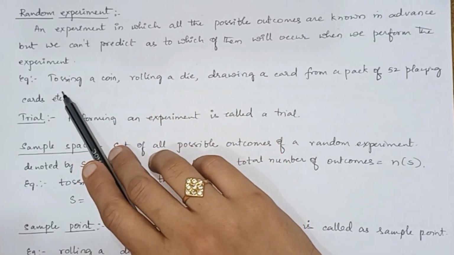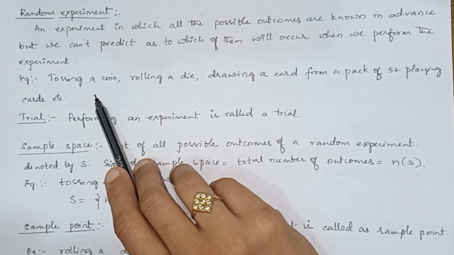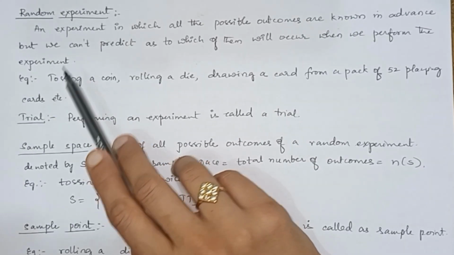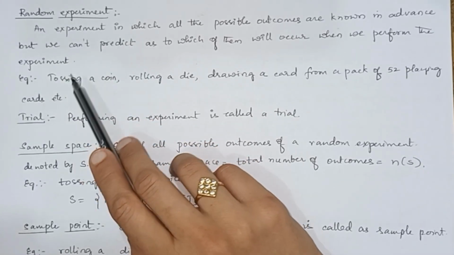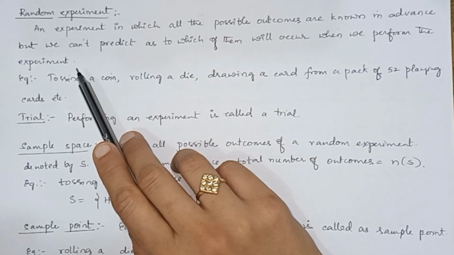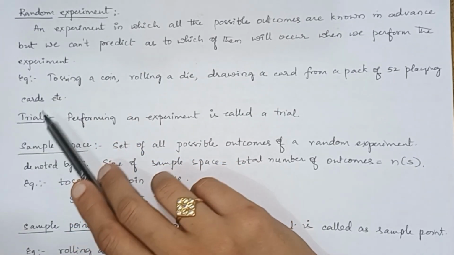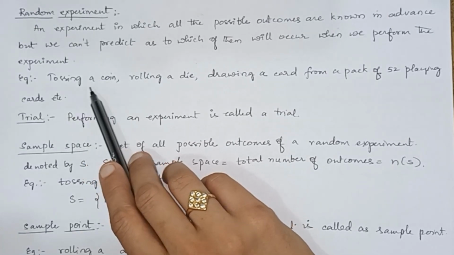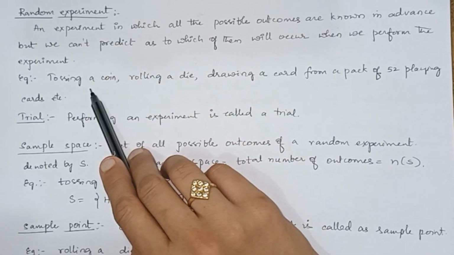Say, for example, tossing a coin once. Before you are tossing a coin, you know what are the possible outcomes you will get. That is either head or tail. But we cannot predict what outcome you are going to get when you toss a coin. So, such experiment is random experiment. Tossing a coin is an example of random experiment.